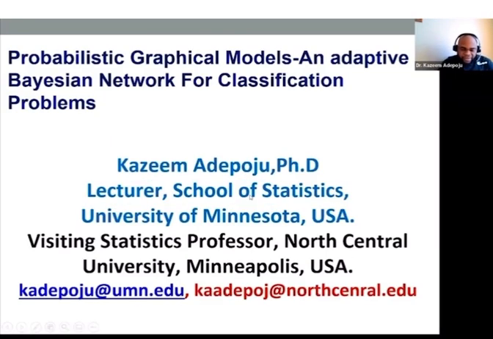So I actually presented a title 2 days ago on probabilistic graphical models, an adaptive Bayesian network for classification problems. The essence of this is just to provide an alternative way of classifying items into different groups using probabilistic relationships among variables.